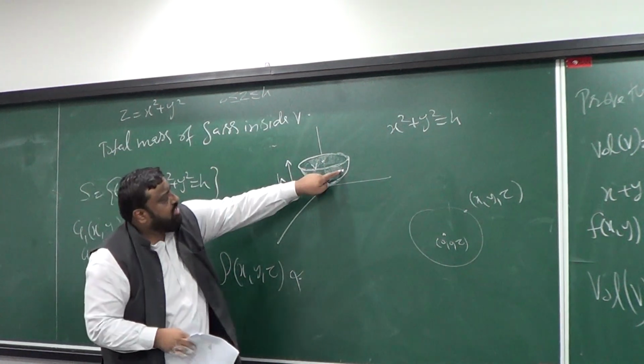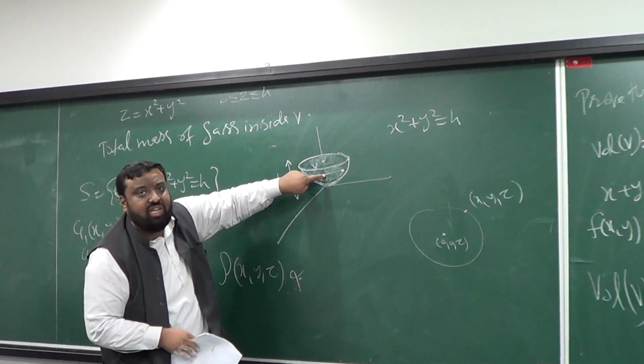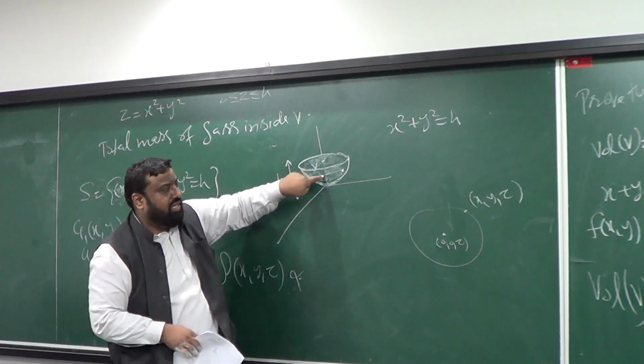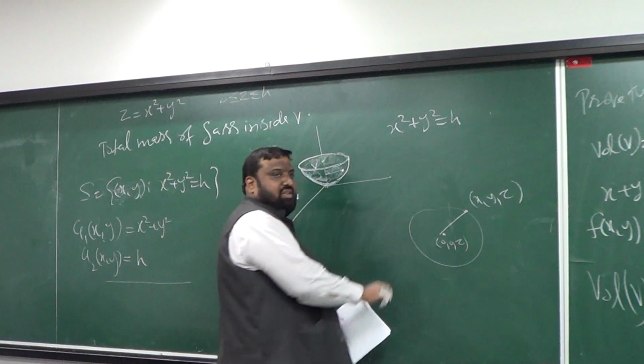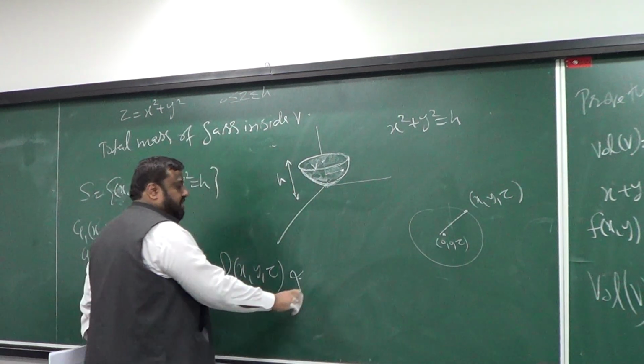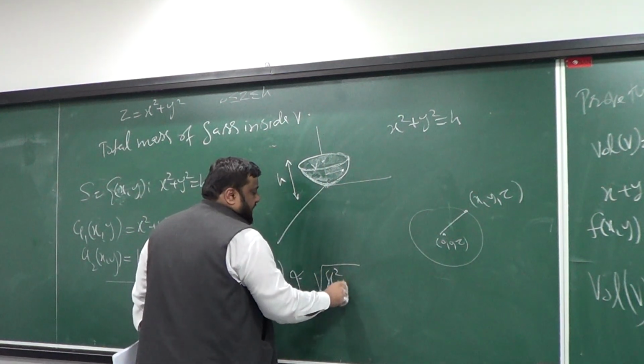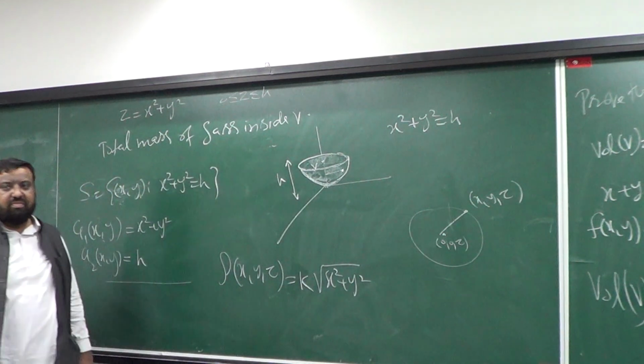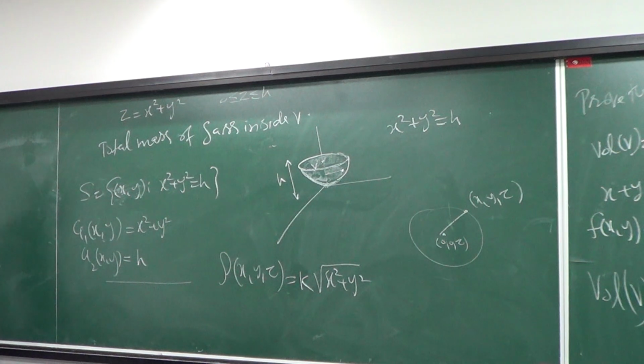Right? What will be the coordinates of its corresponding point? 0, 0, and z. So what is the distance between these two? Square root of x square plus y square. So the density is going to be the square root of x square plus y square, and I can put a constant of proportionality. Right?